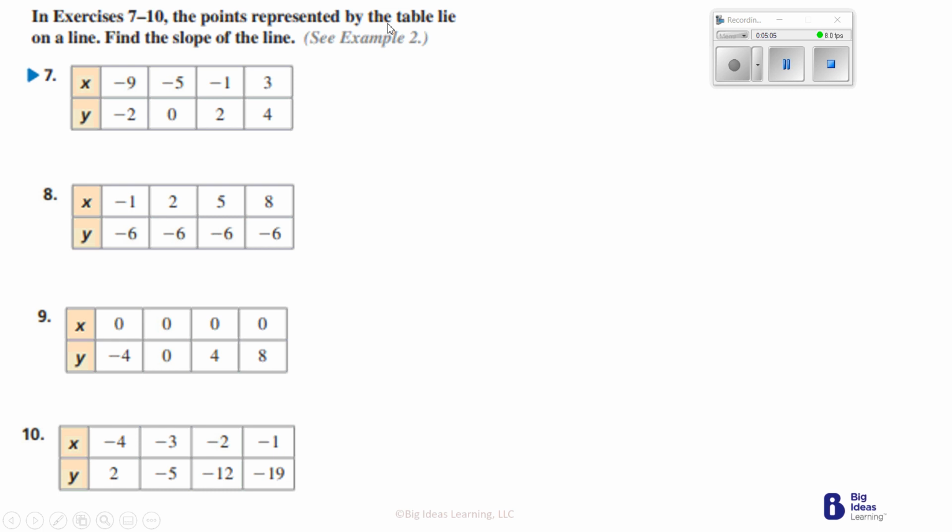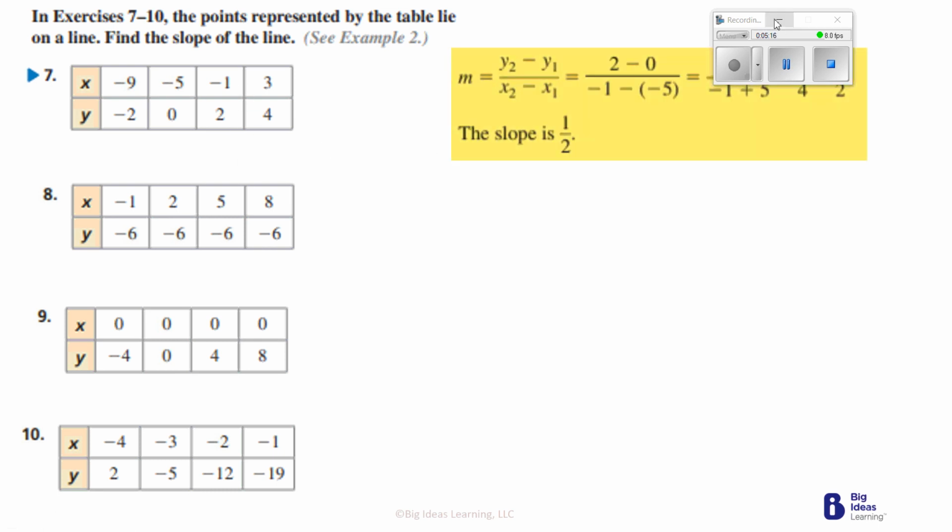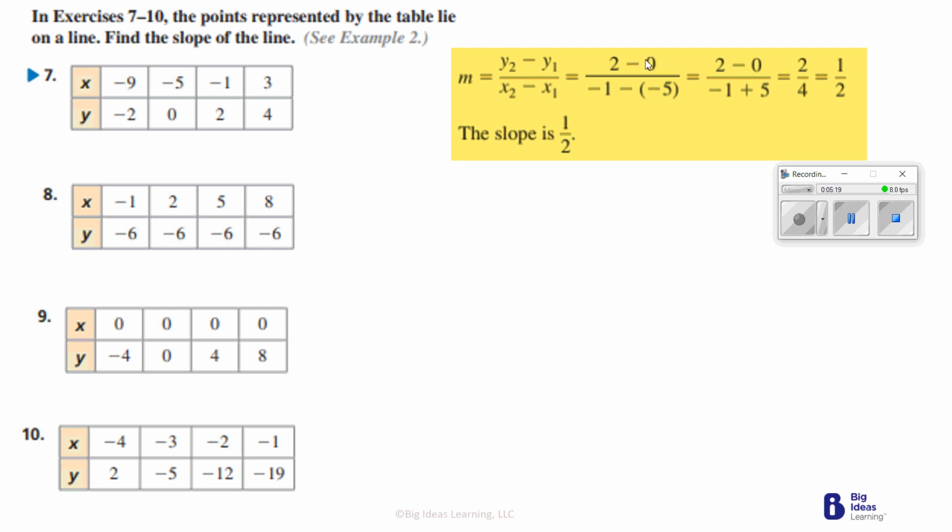Number 7 says the points represented by this table lie on a line, find the slope. I could use any one of these in the slope formula, but for this one, they chose to use 2 and 0. So they took 2 here, which was y, and then minus 0, which means they had to take negative 1 and minus negative 5, and that's what they did. 2 minus 0, negative 1 minus negative 5. The negative times the negative is a positive, so that turns to negative 1 plus 5. 2 minus 0 is 2. 5 minus 1 is 4. 2 over 4 is the same as 1/2.